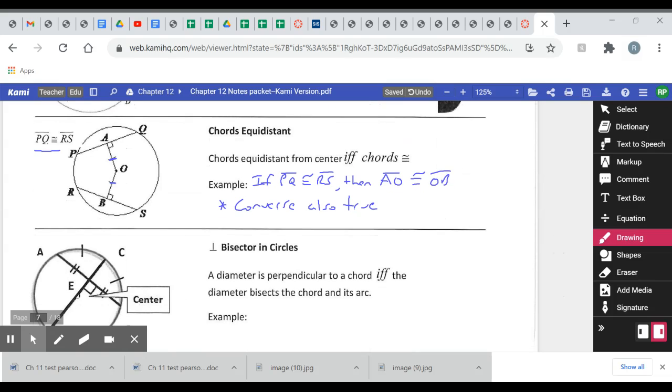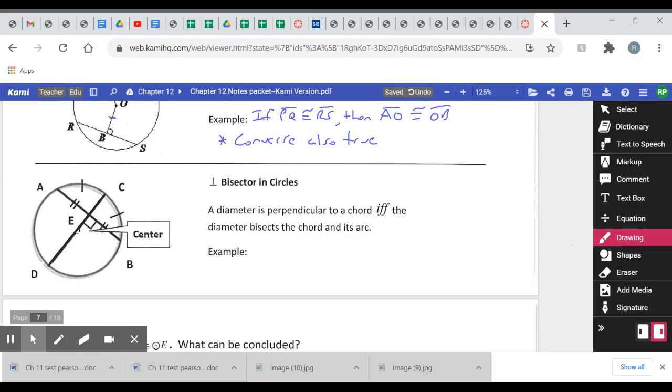Okay, and then last one here is perpendicular bisectors in a circle. So it says here a diameter is perpendicular to a chord if and only if the diameter bisects the chord and its arc. We've talked about bisect a lot this year. Bisect means cuts in half. Diameter, again, is a segment, or technically a chord, that goes through the center of the circle. And perpendicular, we know, means it forms a right angle.